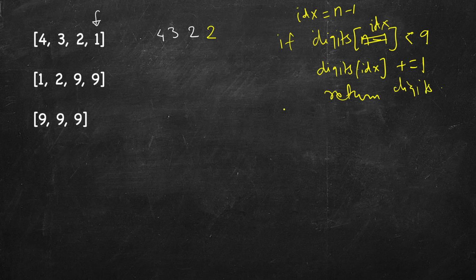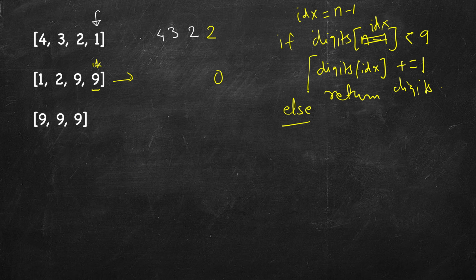But if this is not the case, that means digits idx is 9. Exactly 9. It cannot be more than 9 since we have only single digits. In that case, what will happen? This will become 0. So this is idx, currently starting from the rightmost index. It becomes 0 and we decrement idx. We don't need to keep track of carry. We know that carry will always be 1. It cannot be 2, 3, 4 or anything else.